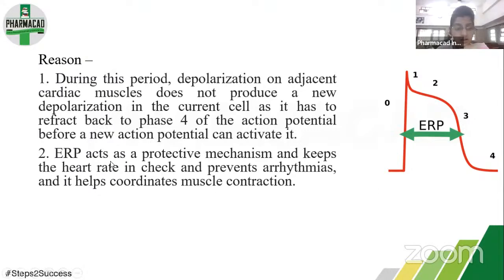So ERP, that is the effective refractory period, is a protective mechanism, and it keeps the heart rate in check, and it prevents conditions like arrhythmias and helps coordinate the muscle contraction. So ERP is often used as a mechanism to control arrhythmia as well. There are certain drugs which increase your ERP, and hence they ensure that no next action potential is generated very soon. I hope I'm clear with this.